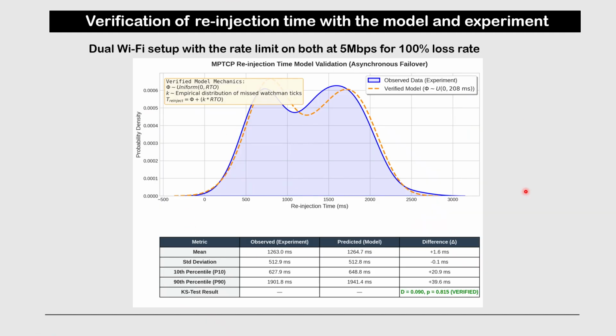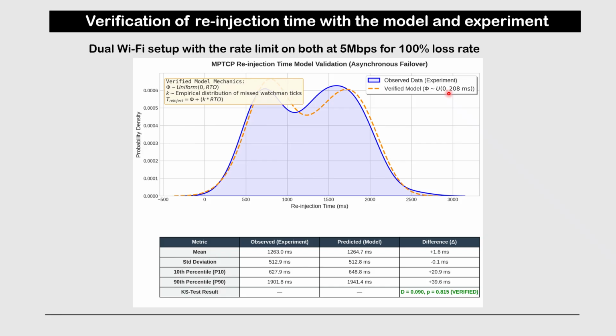So here is the proof for our evaluation model. Here we are comparing our evaluation model with the experimental data. How do we do the experiment? We have a dual Wi-Fi setup as we discussed in the system model. In that, we introduce a rate limit of 5 Mbps on both subflows, and then we introduce a 100% loss rate on one subflow, in our case subflow 2. For 10 seconds we turned off subflow 2, and then for 20 seconds we turned it on. So the total duration of one on-off cycle is 30 seconds. Like that we perform 100 on-off cycles.